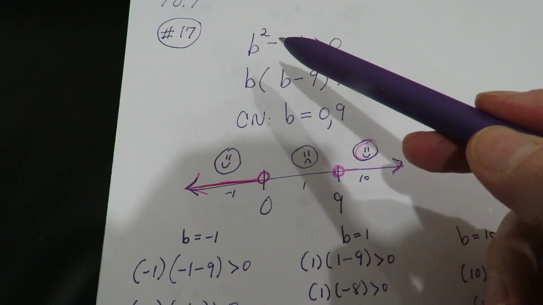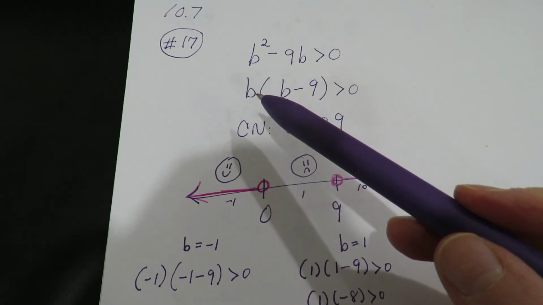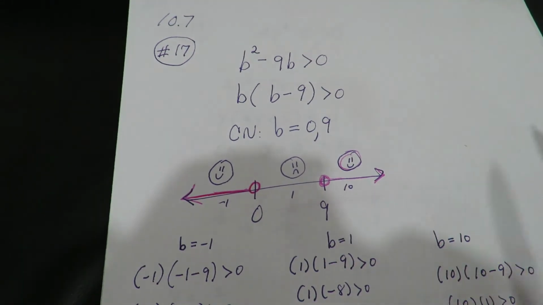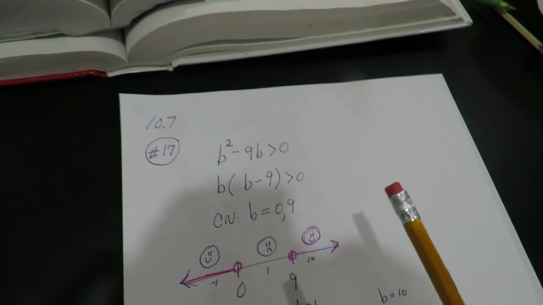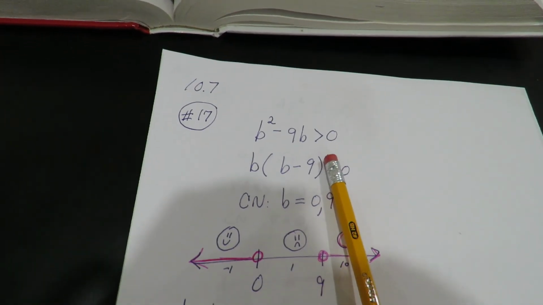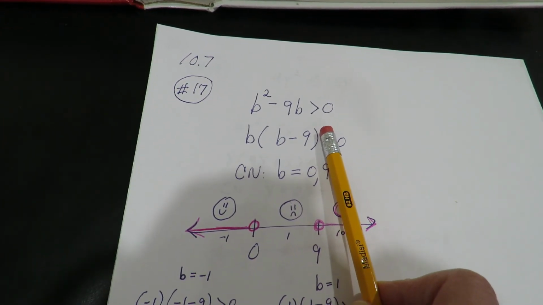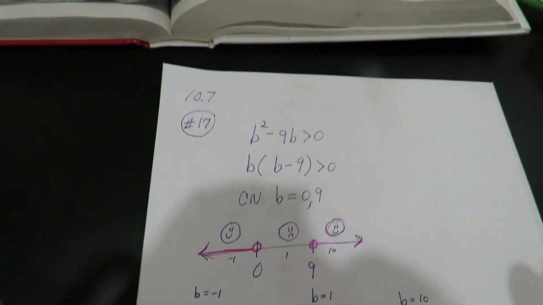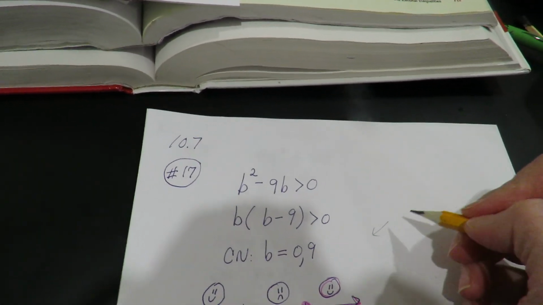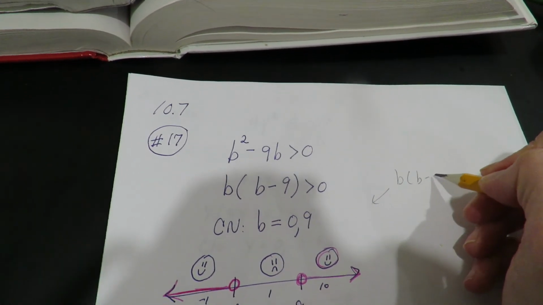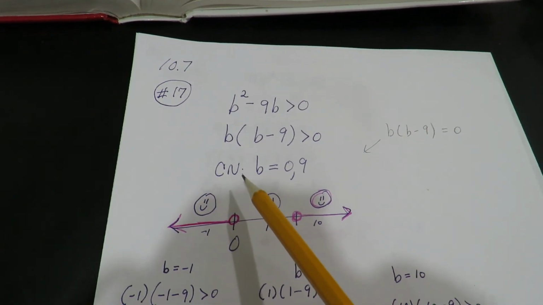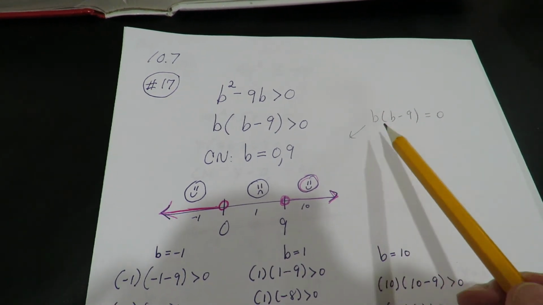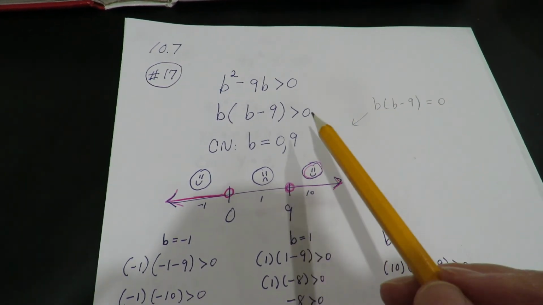So for this one, this only has a common factor, so you pull out the B. And remember, when you're finding the critical number, you're actually pretending that this equals 0 just for a moment. So if this equaled 0, you would get that B is 0 and 9. You just pretend for a moment that it's actually equal.